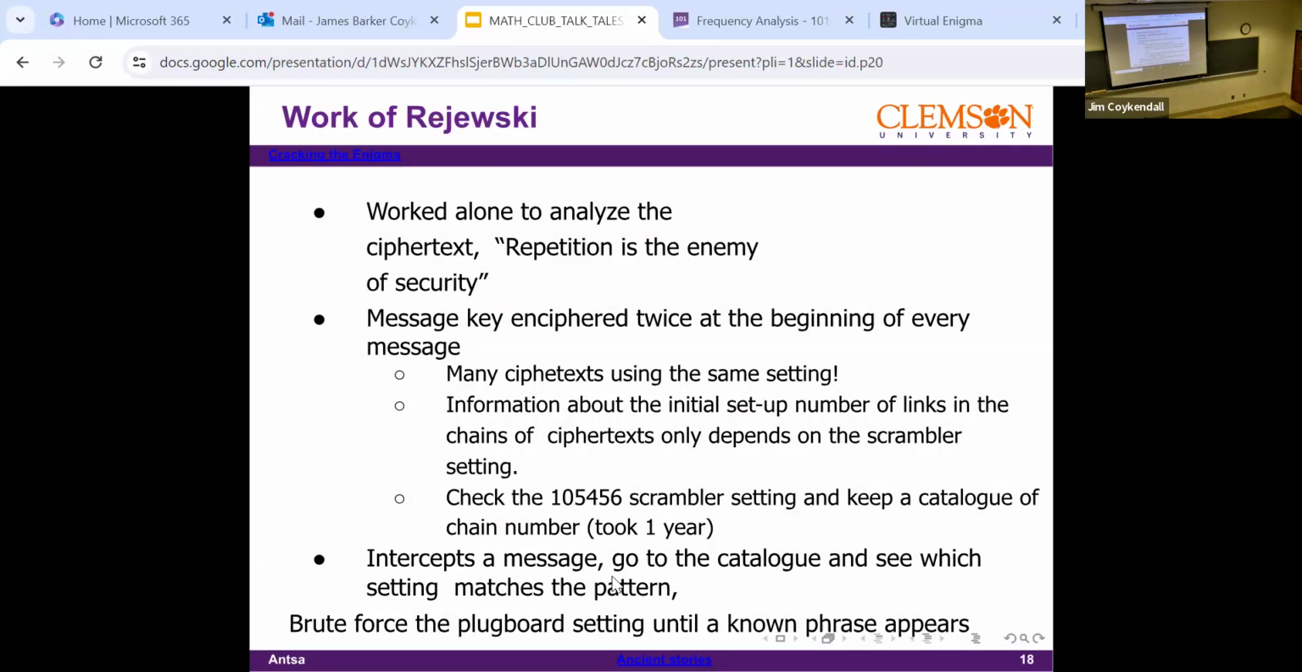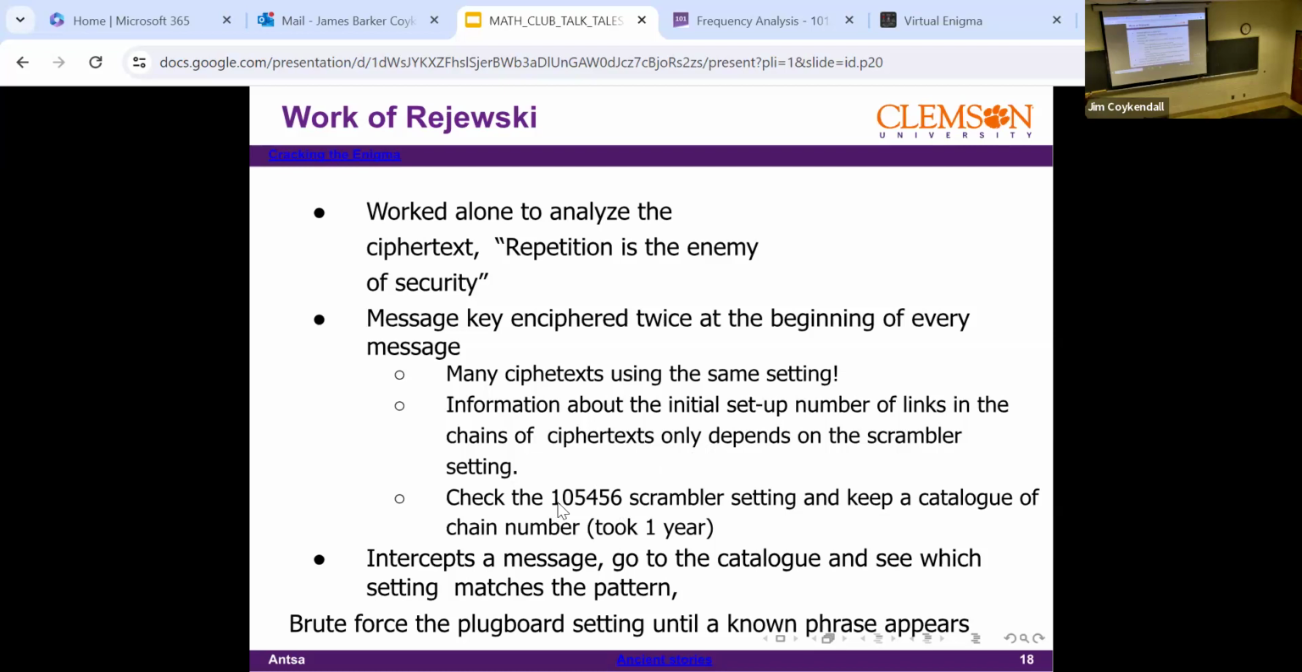He worked alone to analyze the ciphertext, because as we already saw before, repetition is the enemy of security. When you see a lot of things repeated, you know there is a pattern. They already knew that the message key is going to be a ciphertext at the beginning of every message, so they had many ciphertexts using the same setting. They also had information about the initial setup. So when he received all of those ciphertexts, he analyzed them, and that told us something about how the scramblers were set.